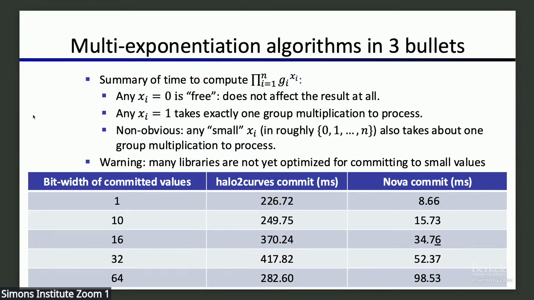Now we're getting major speedups by ensuring the prover only has to commit to small values. But if people don't know about it, then you're not going to get the speedup. That's what I'm trying to say. I have one more question.